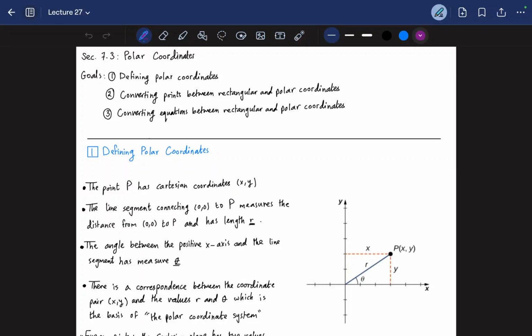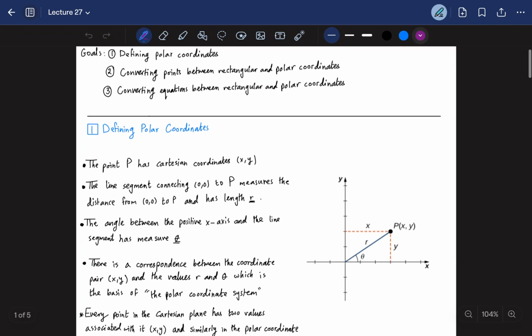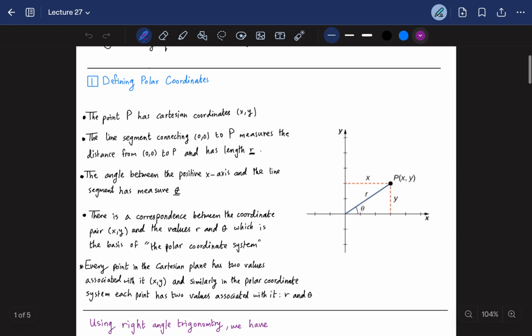In this section, we're going to start talking about polar coordinates. So we're going to define what a polar coordinate is. We're going to learn how to convert between rectangular and polar coordinates, and we're going to convert equations between rectangular and polar coordinates. So let's start by learning about the components of a polar coordinate and the polar coordinate system in general.